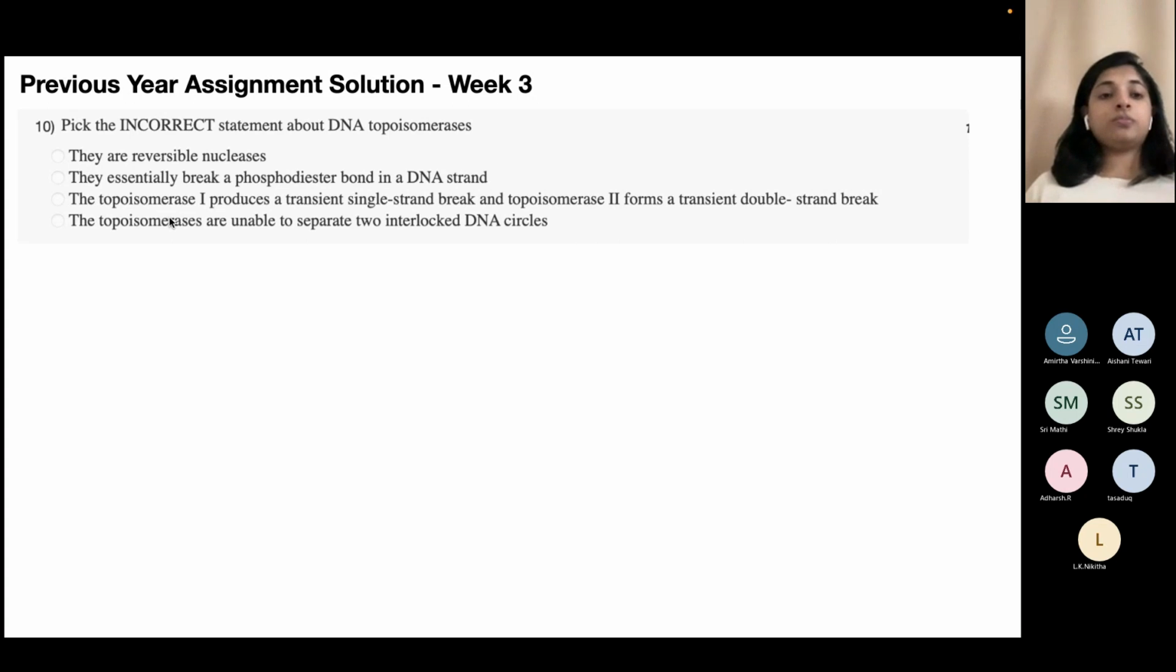The final question was to pick the incorrect statement about DNA topoisomerases. They are reversible nucleases. They essentially break a phosphodiester bond. Topoisomerase 1 produces a single strand break, and topoisomerase 2 forms a double strand break. And the topoisomerases are unable to separate interlocked DNA circles.